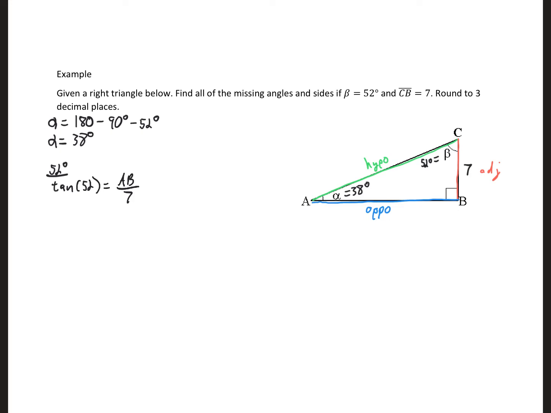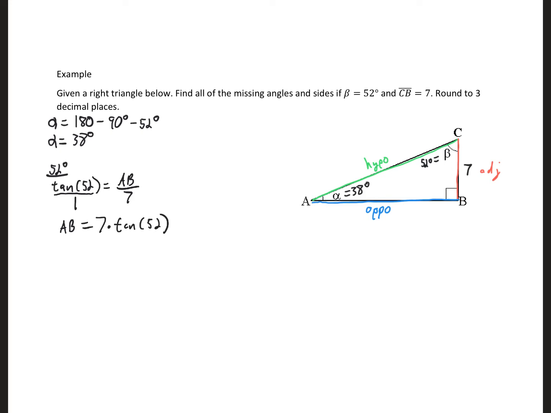And what we have there is just basically a proportion. So we're going to say tangent of 52, let's put that over 1 and use cross multiplying. 1 times AB is AB equals 7 times tangent of 52. And again, that's just using cross multiplying.